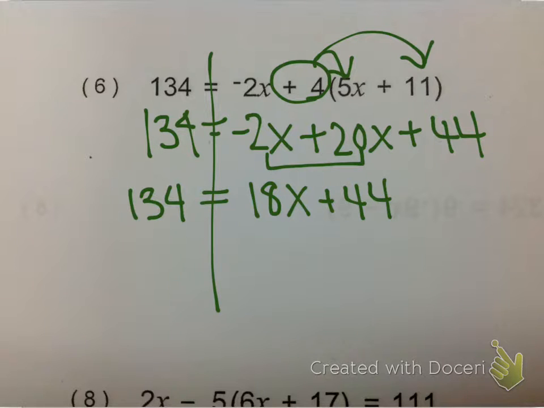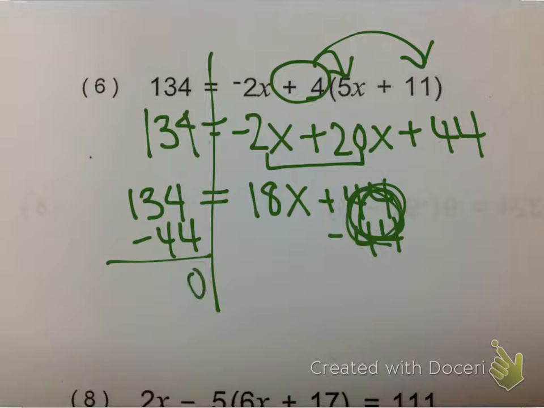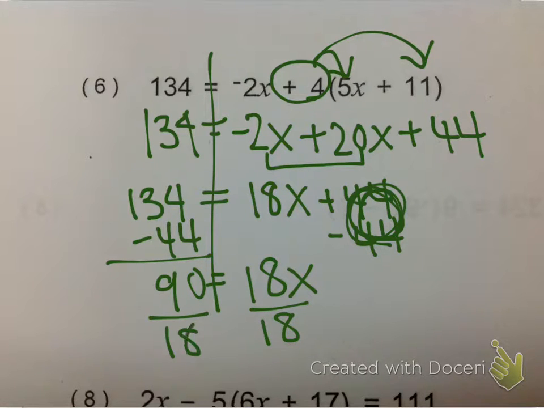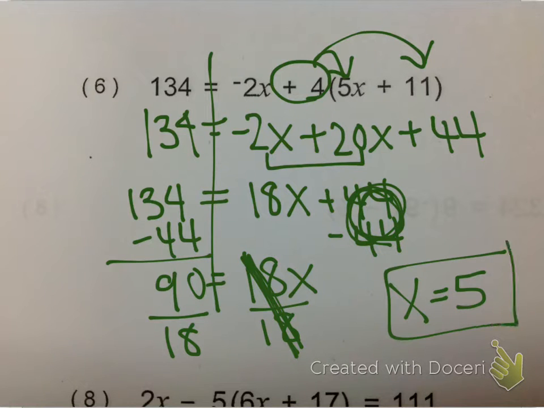134. We're going to get our 0 first, so we're going to minus 44 on both sides. So here we got 0. 13, take 4 away is 9, and 18x. So we're going to divide 18 on both sides to get our 1 over here with our x. And 18 goes into 95 times, so we got 5.